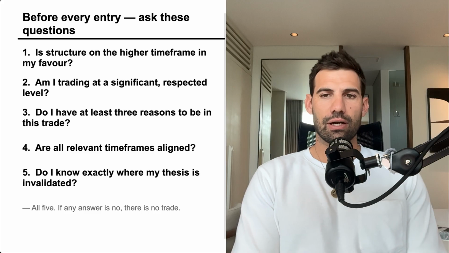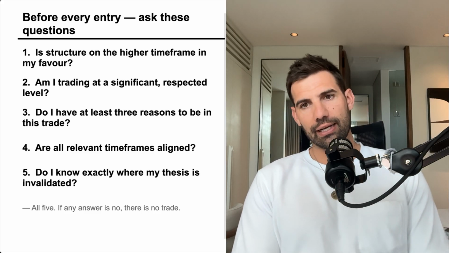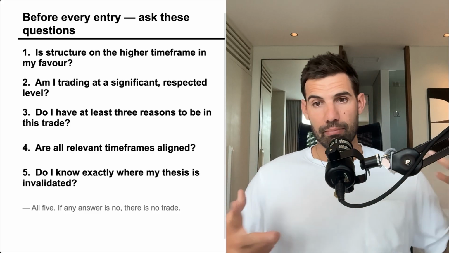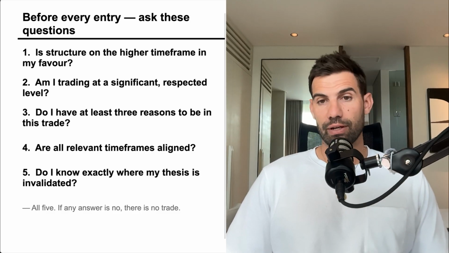Are all the relevant timeframes aligned? For me, I'm a hybrid trader. What do I see on the higher timeframes? Can I get an entry on the lower timeframes? Am I seeing this A+ setup? Do I have, again, multiple confluence factors here, or am I just taking it on a 5-minute time frame?